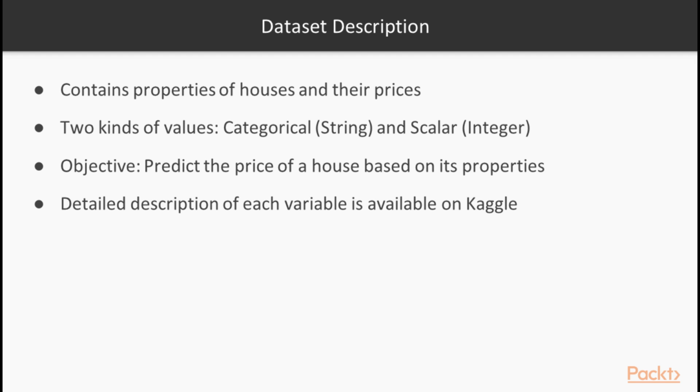And the other kind of variables that is accessible for us is scalar or integer variables, and some examples of these are the year in which the property was built, the area of the property, etc. The objective in this dataset competition is to predict the price of the house based on its properties. Overall, the dataset contains dozens of such variables, and the detailed description of each variable can be obtained from Kaggle, from the page where we downloaded the data.